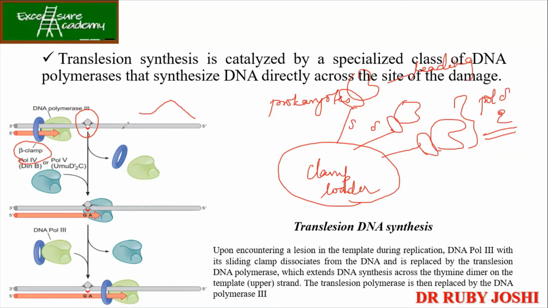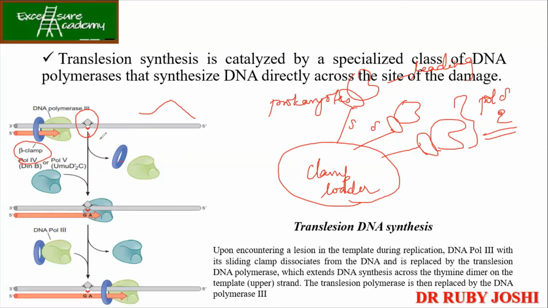Yes, beta clamp, okay. So this beta clamp, we know what is the main function? It keeps your DNA polymerase 3 onto the template. It prevents its dissociation from the strand. So what will happen? It makes sure that it continues the replication, okay.